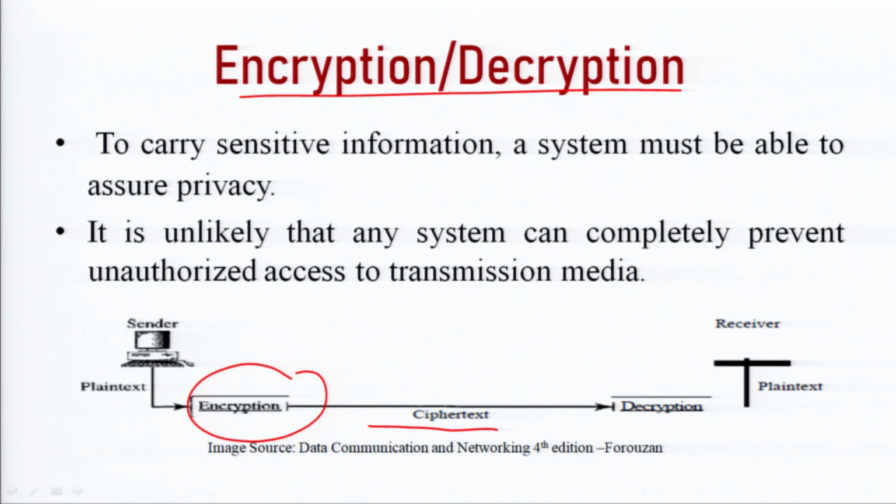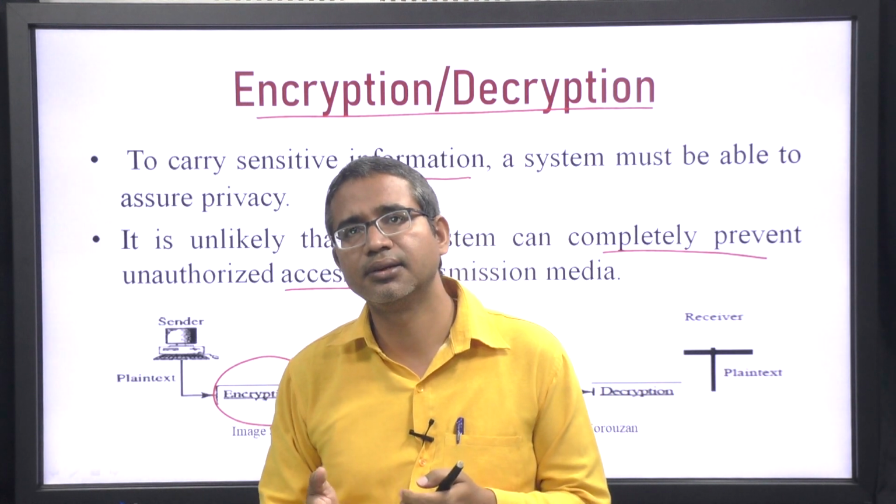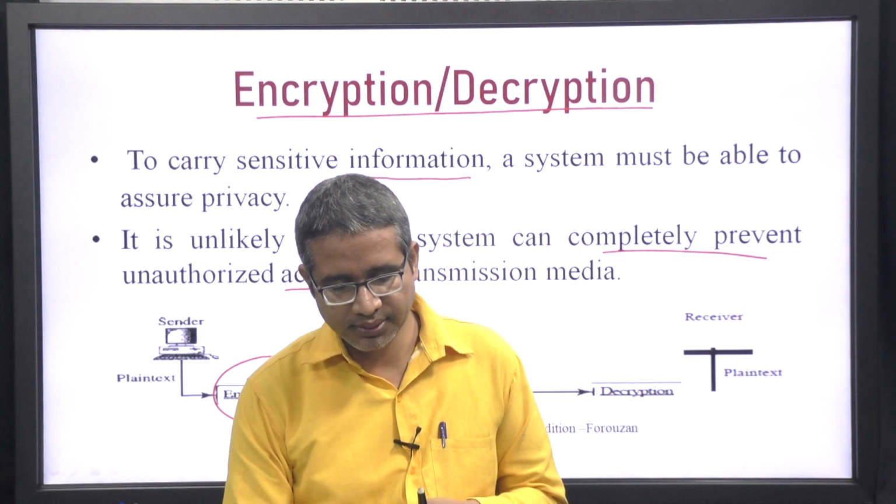So, to carry sensitive information, system must be able to assure privacy. So, what are the such systems where more sensitivity is required, such as military or banking system, more privacy is required. It is unlikely that any system can completely prevent unauthorized access to transmission media. So, क्या करना चाहिए, we alter the coded message, जो आपने मैसेज भेजा उसको हम थोड़ा सा अल्टर कर लेते हैं, जिससे कि अगर किसी ने एक्सेस भी कर लिया है, somebody has accessed it, then he is not able to understand what message has been sent.